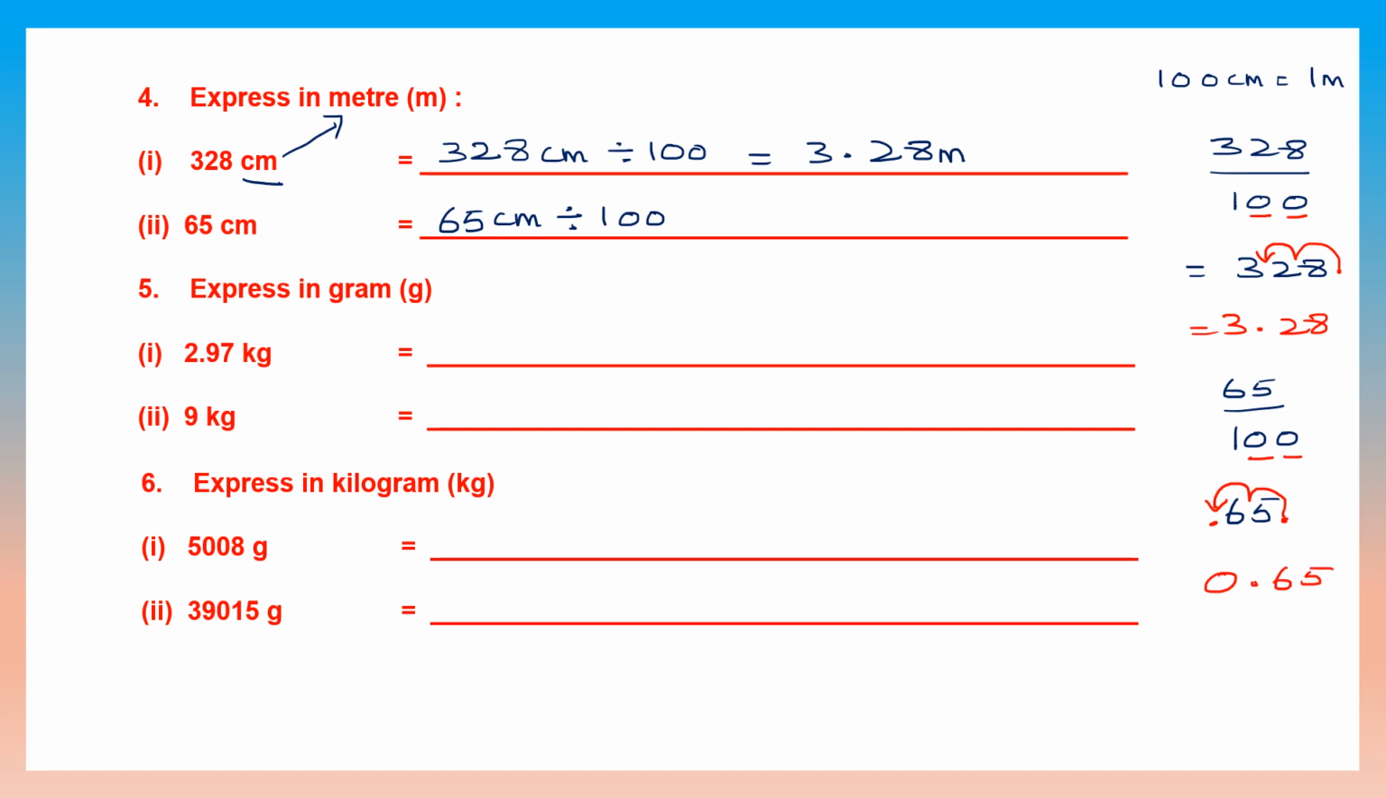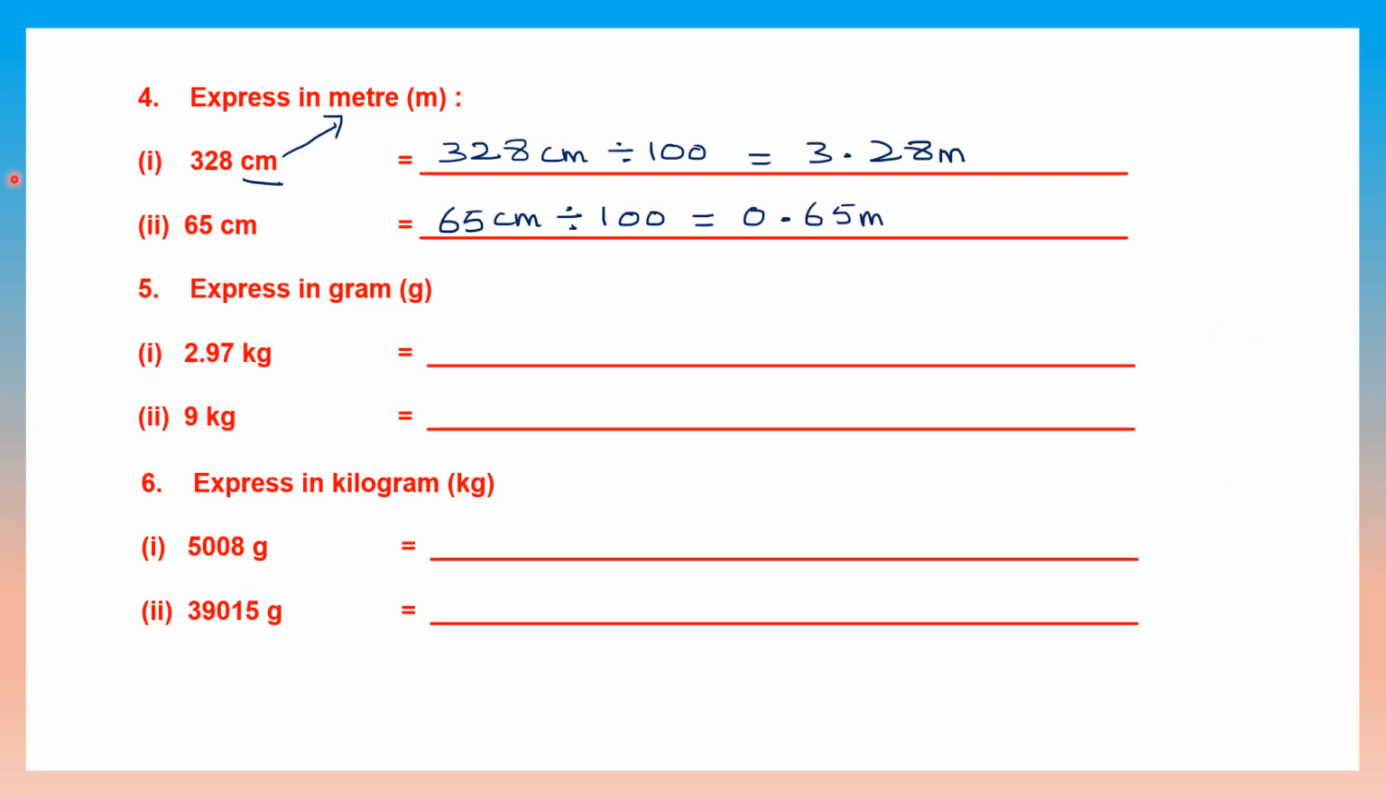0.65. So this is equal to 0.65 meters. We have converted it to meters. Question 5. Express in grams, and we've been given kilograms. So kilogram is the bigger unit. Gram is a smaller unit, isn't it? So when you convert from kilogram to gram, you have to multiply. Bigger to smaller, you always multiply. So here, 1 kilogram is equal to 1000 grams. So you have to know these units and the conversion.